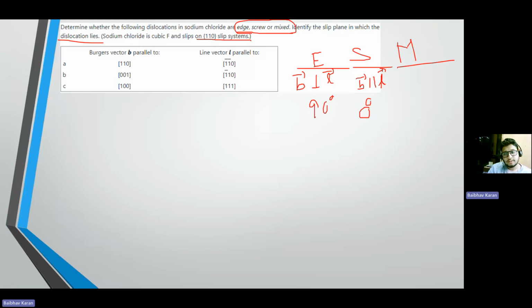So what is mixed dislocation? What happens in mixed dislocations? If the angle between Burgers vector and line vector is an acute angle.